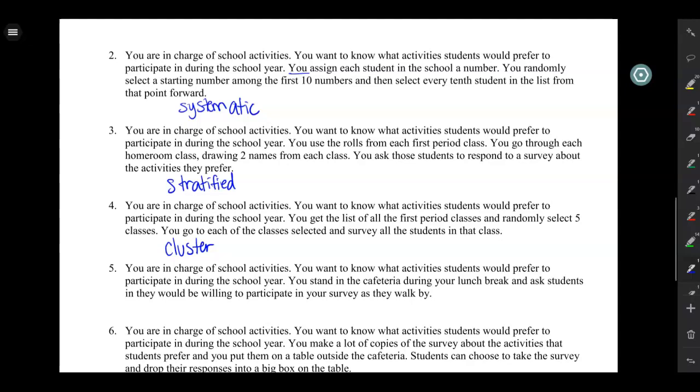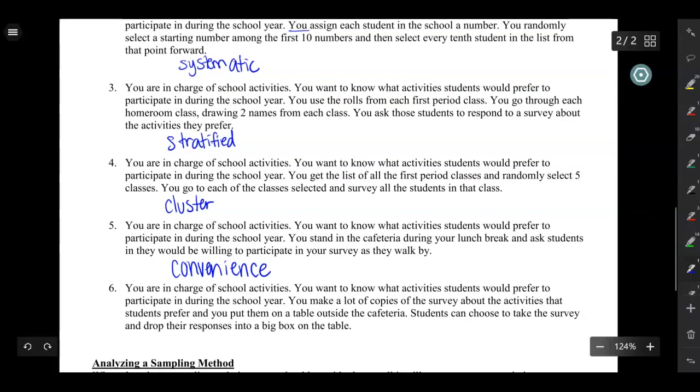Okay, let's say that you decide to stand in the cafeteria during your lunch break and ask students if they would be willing to participate in your survey as they walk by. This is most definitely a convenience sample. So you're just standing in a place that you think a lot of students might be in, the cafeteria. You're just hoping that some people will say, yeah, sure, I'll answer your question, or I'll do your survey.